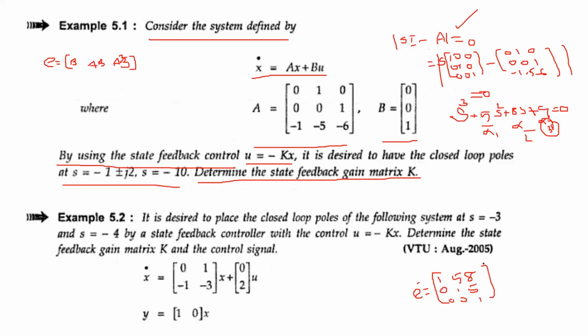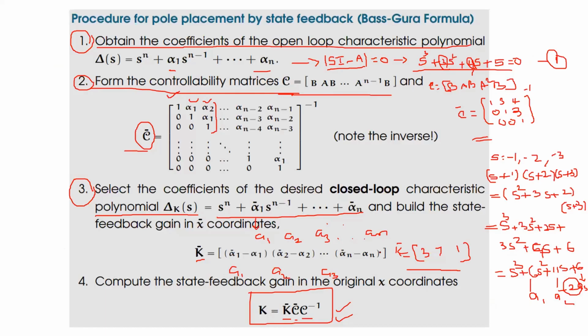This is matrix E bar. And if we take the inverse, we can take E bar. This is matrix E bar. So matrix E bar is also over. What is the third one?